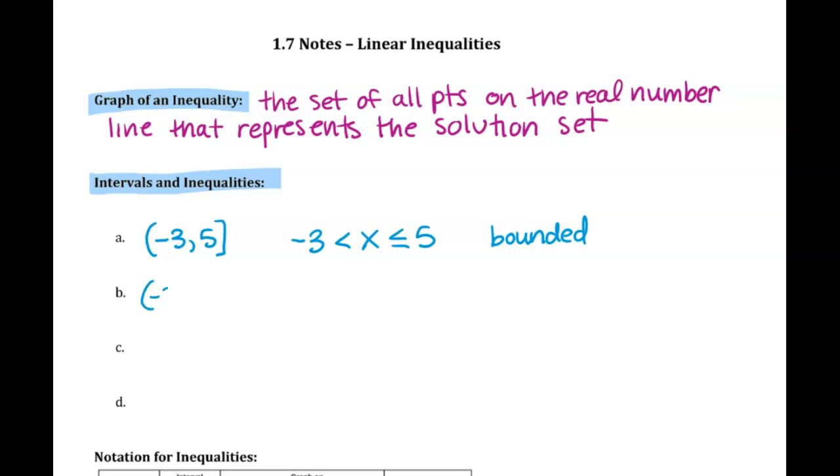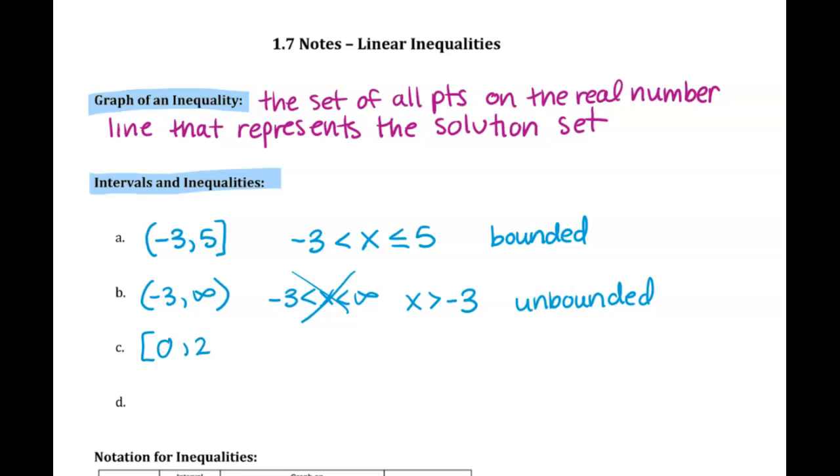If we look at -3 to infinity, these are both parentheses, so neither -3 nor infinity are included. You really can't include infinity anyway, right? So one way to think of this would be -3 is less than x is less than infinity, but usually we're not going to do that. Usually we will just say x is greater than -3. And this is unbounded because it's going towards infinity, so it'll go on forever. So it's not bounded, it's not closed.